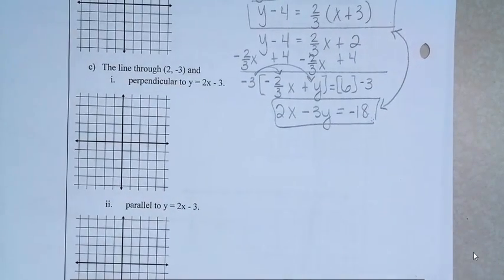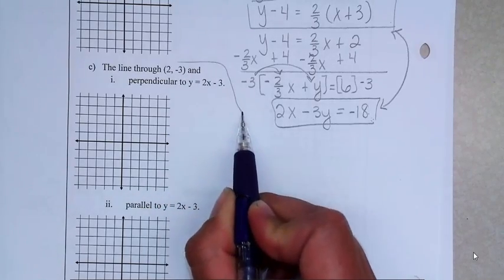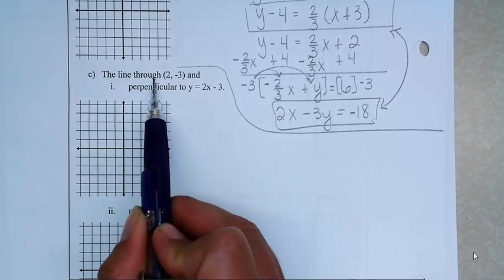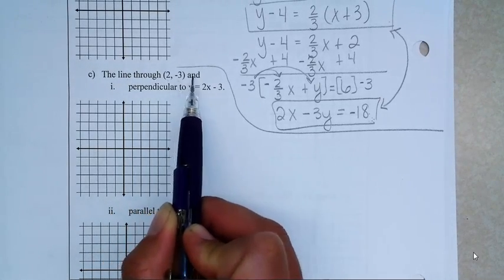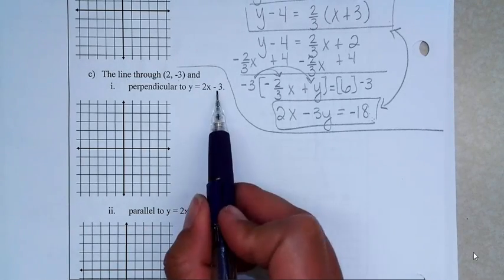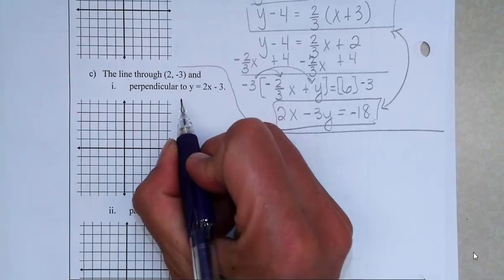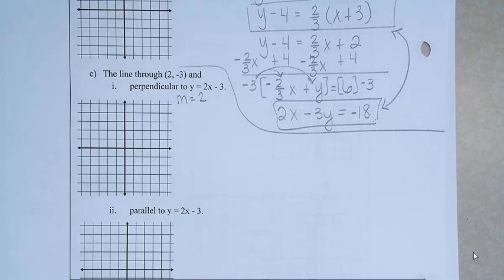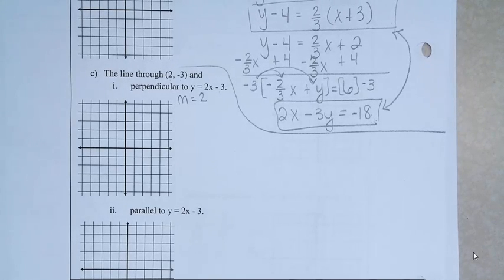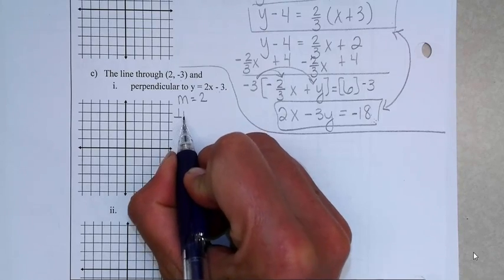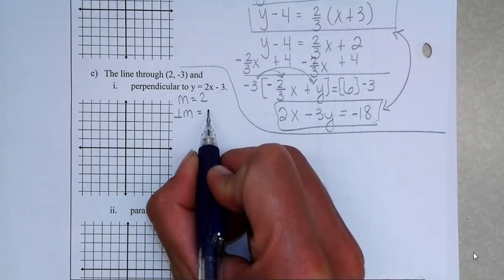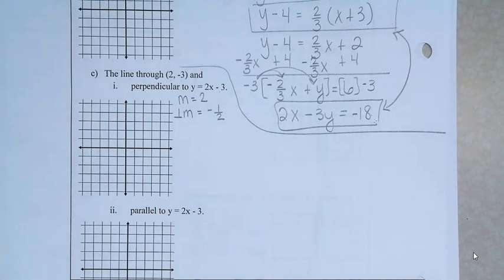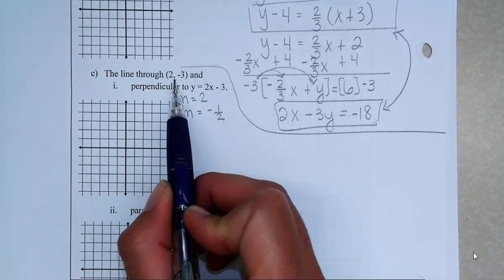Next one. Let's see here. I've kind of gone over my allotment. That's okay. So I want the line through the given point, (2, -3), and I want it to be perpendicular to this equation. Okay, well, I know the slope here is 2, and perpendicular lines have what kind of slope? That's right, opposite reciprocal. So my perpendicular slope has to be opposite, which means it's negative, and it has to be the reciprocal, which means I flip it. Okay, so that's going to be my slope, and it's going through this point.